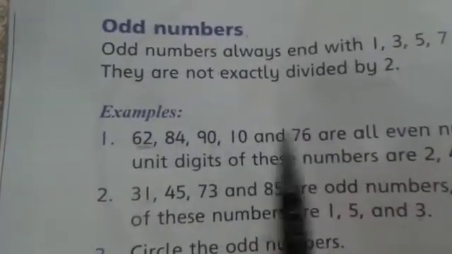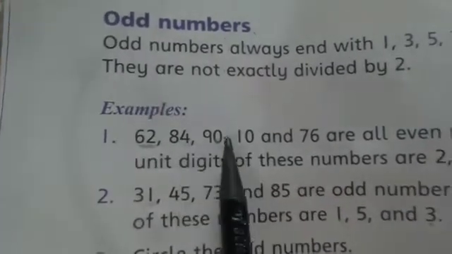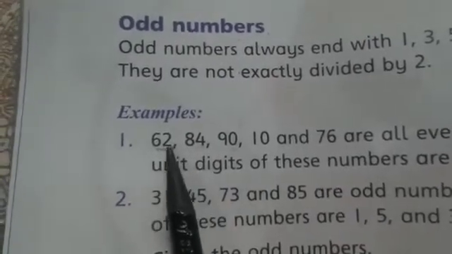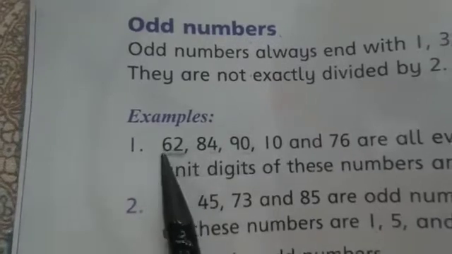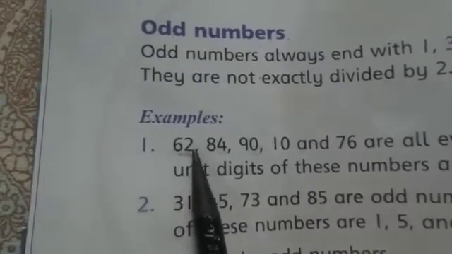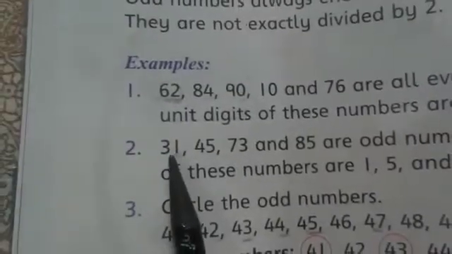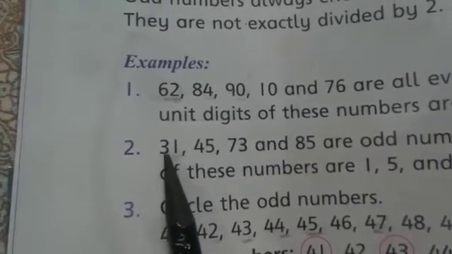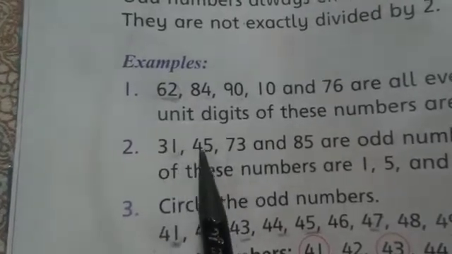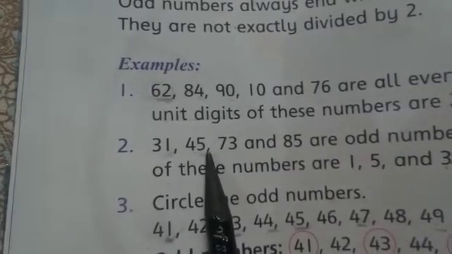Here are some examples. 62, 84, 90, 10, 76. Look, the numbers end with 2, 4, 0, 0, 6. It means these are all even numbers because the unit digit is even. In 62, 2 is the unit digit and 6 is the tens digit. So the unit digit is even, the whole number is even. In 31, the unit digit is 1 and 3 is the tens digit. The unit digit is odd, so the whole number is odd. 45, look, the unit digit is odd, so the whole number 45 is odd.